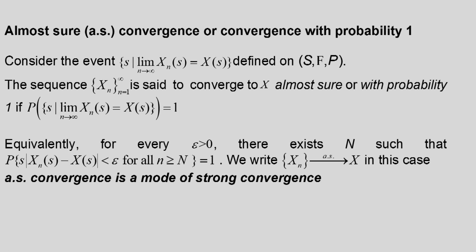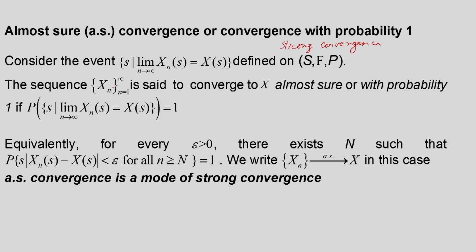Next, we will consider one concept which is known as convergence almost sure, or convergence with probability 1. This is also known as a strong mode of convergence. Let us consider an event comprising points s such that limit of xn(s) is equal to x(s). So, we are considering all those sample points for which limit of xn(s) is equal to x(s). There may be some sample points where this limit is not equal to x(s), but we are considering only those sample points for which this limit is equal to x(s).